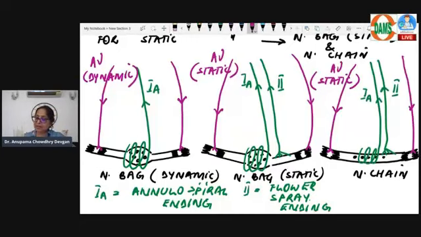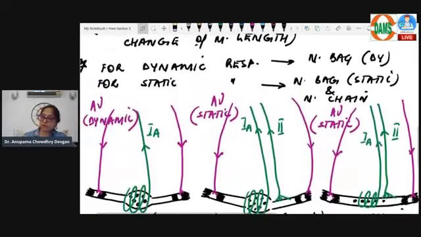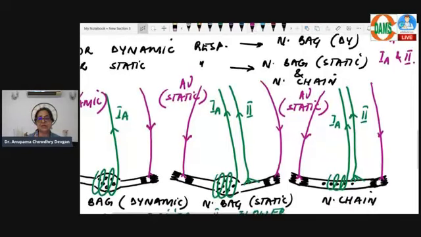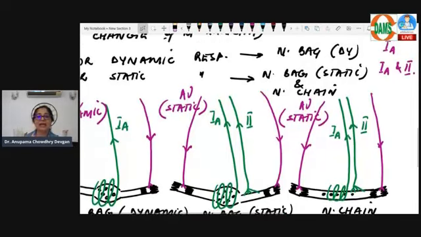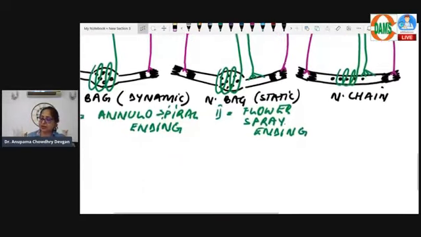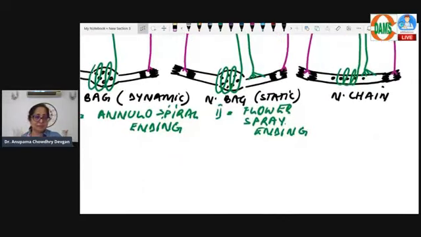Now, if I ask you this question for dynamic response, we said nuclear bag dynamic, the sensory fiber is only 1A. For static response, it is 1A and 2, isn't it? For dynamic response, nuclear bag dynamic. For static response, nuclear bag static and nuclear chain. Sensory fibers for dynamic response, 1A. Sensory fibers for static response, 1A and 2. Now, the next important point is, what is the significance of these A gamma fibers?